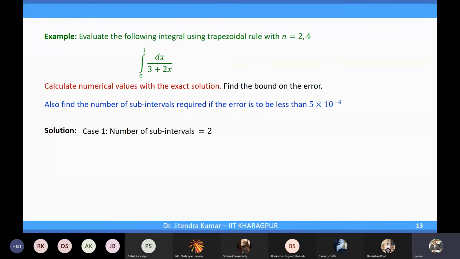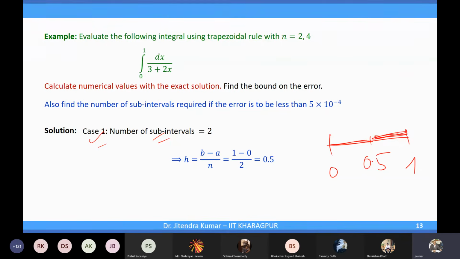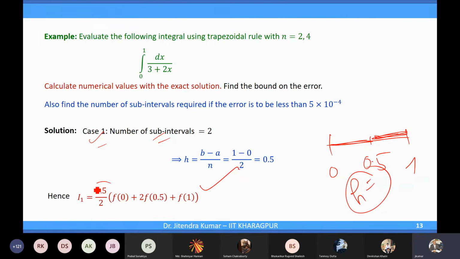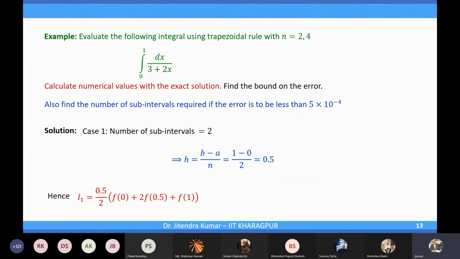Well, case 1 is when the number of subintervals is 2. So h is 0.5, because you are going from 0 to 1. This is the first interval, then this is the second interval, so of course h is just 0.5. You apply the formula: h by 2 times f0 plus f1 and 2 times the middle value, which is f(0.5). Once you compute this, you will get 0.2583. We will compare a little later what the actual value is.